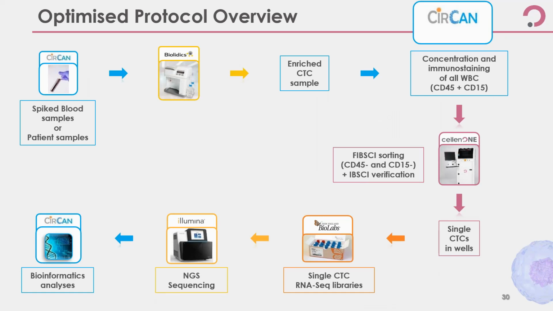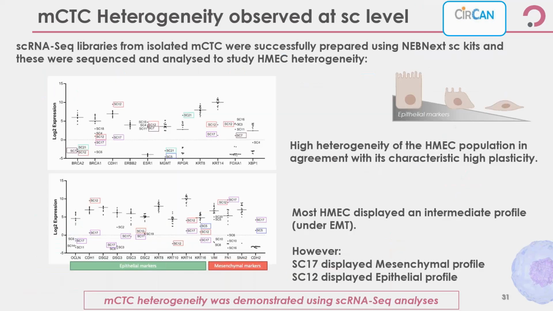And we got some initial results of analyzing those HMEC cells. Our libraries clearly demonstrated that these HMECs were showing a very high heterogeneity. We prepared libraries for 20 single cells, and most of those cells, 18 out of 20, were displaying an intermediate profile.